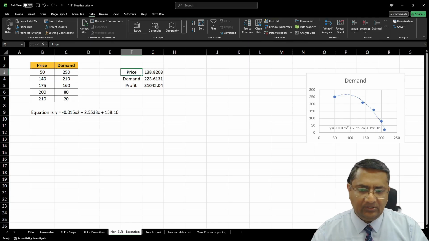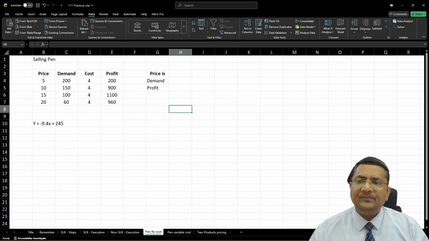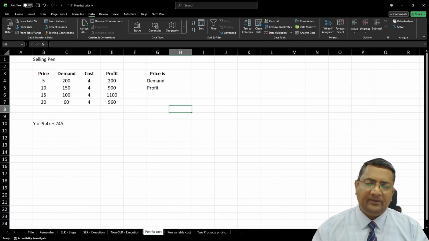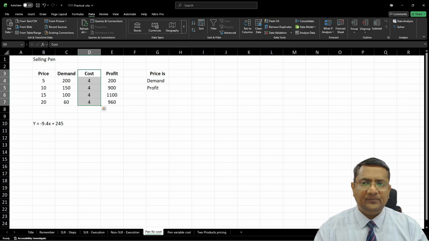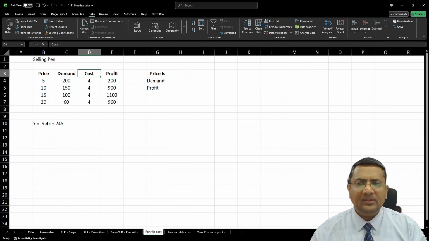So again, now another example. Now I have increased the level. I have included the cost also. Till now we have not included the cost. We have taken the cost as 0. Now how to do this?